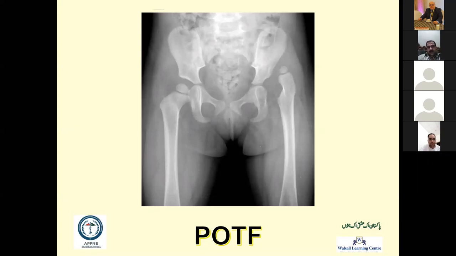So then you tell the examiner, well, how are you going to manage this? You will say, I would like to take consent, assuming that there are no other abnormalities and this is an isolated injury. I want to EUA this patient and do an arthrogram to make sure that there is no obstruction to the hip, and that the hip is reducible or not. So if the examiner says it is reducible, then you say, I will manage this in a broomstick plaster.